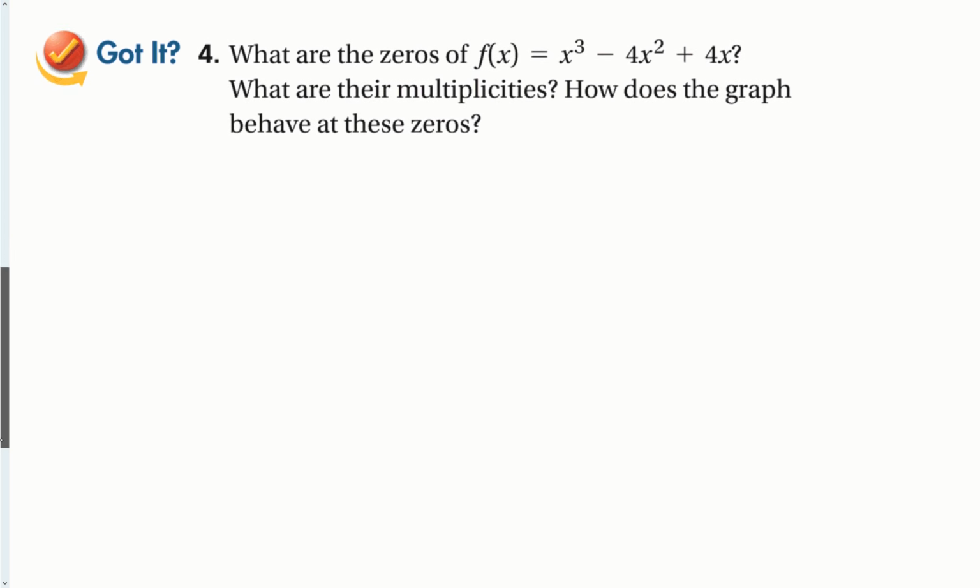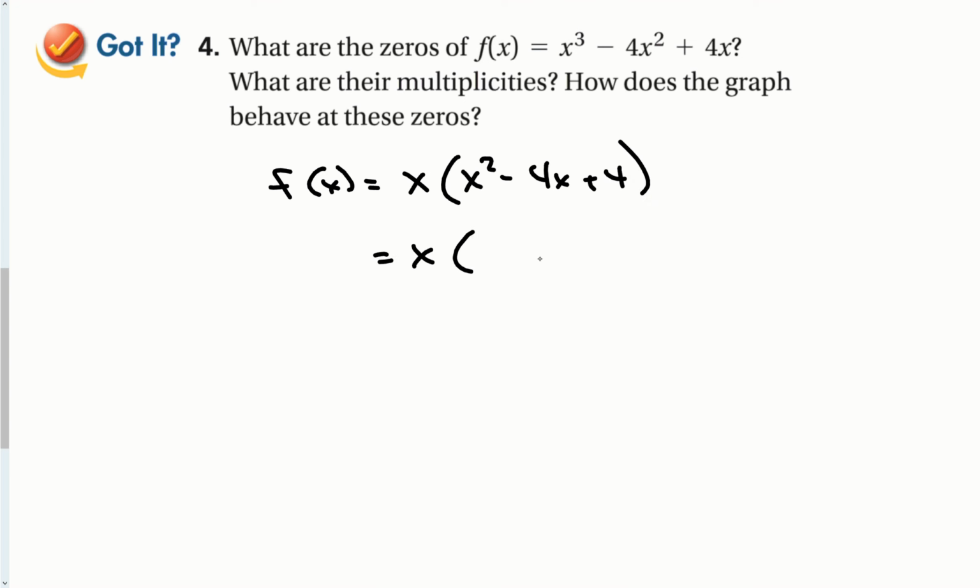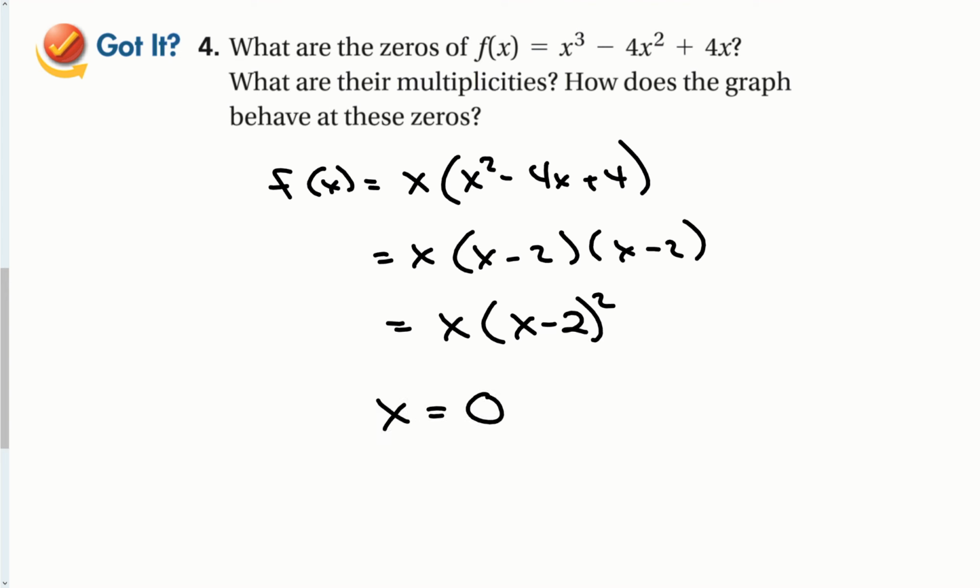So let's do the got it problem here. Again, let's just factor it and analyze it. So f of x, when I factor this, I can factor out an x. That gives me, and let's factor this, x squared minus 4x plus 4. And that factors into factors of 4 that add up to -4, x minus 2, x minus 2. And a better way to write this would be x minus 2 squared. So that means that x is equal to 0, this one, and 2 with a multiplicity of 2.